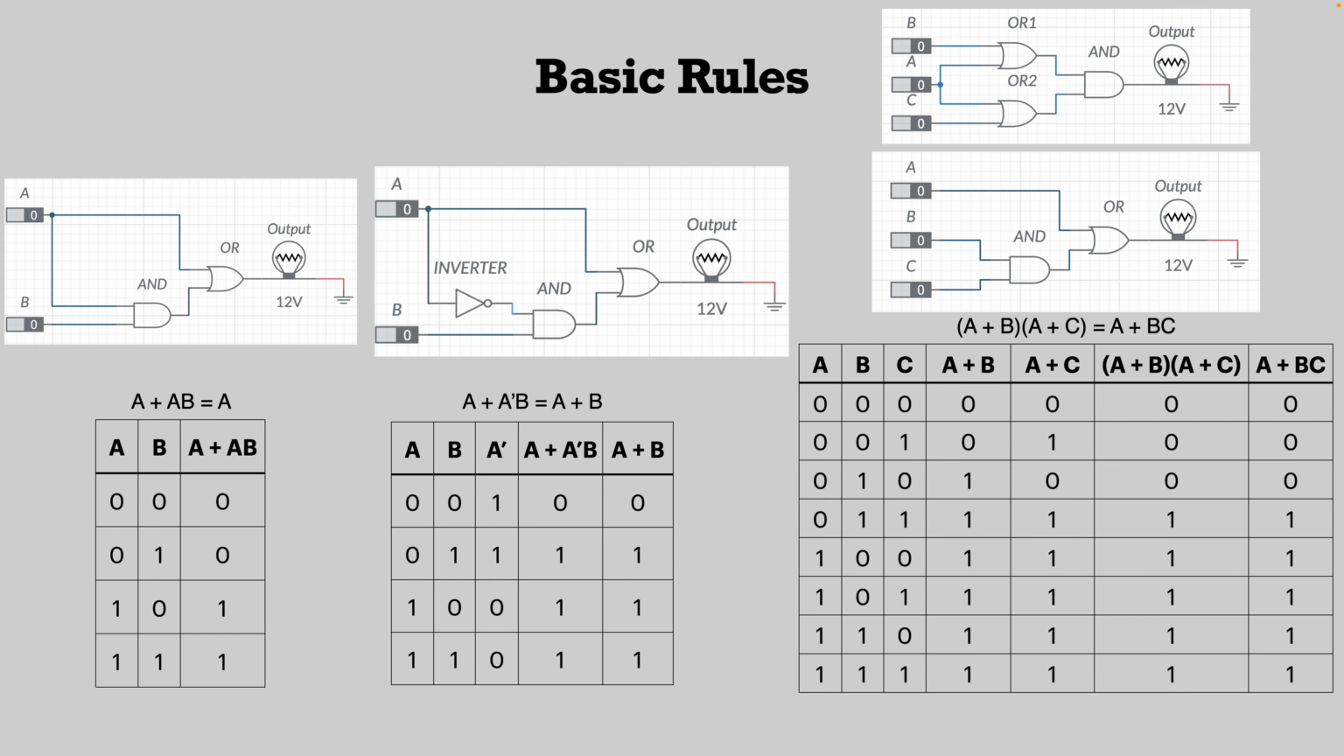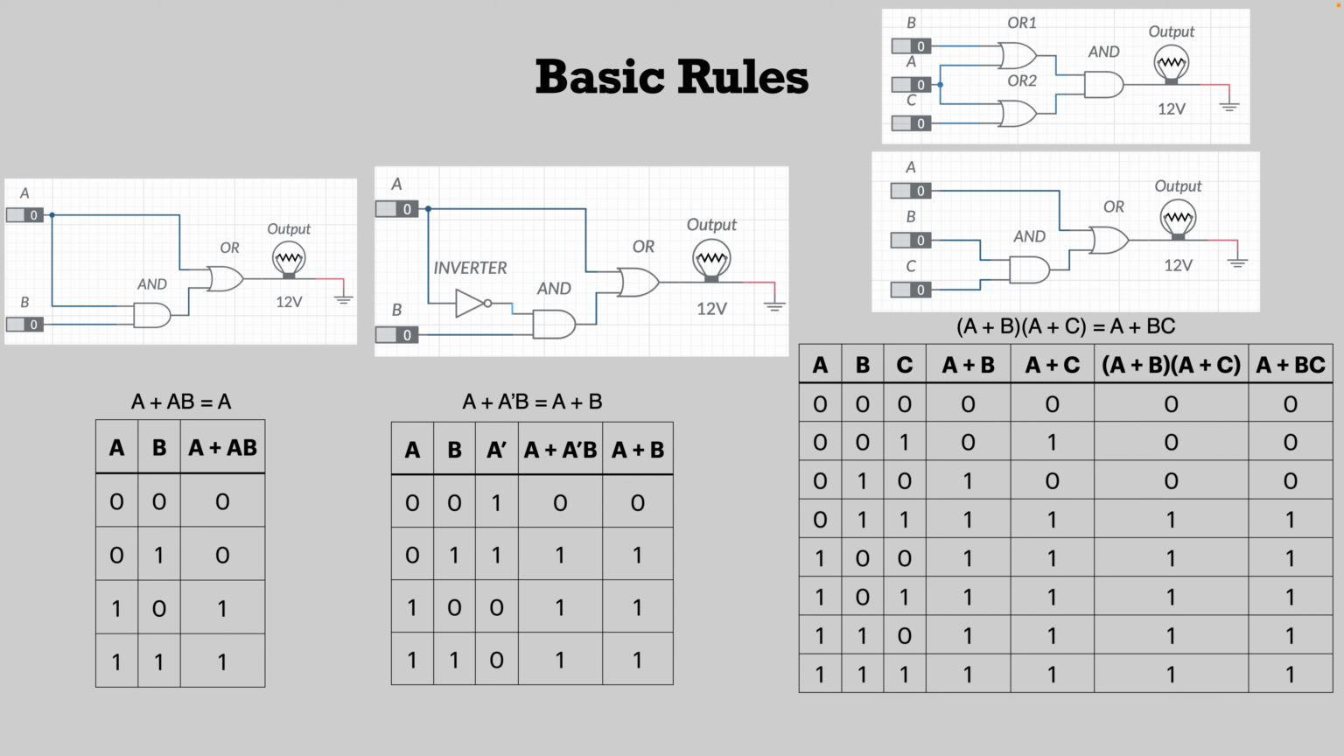Here are some slightly more complicated rules, so we're using truth tables here. First on the left, we have A OR (A AND B), and that can be simplified to just A. We have a truth table here to prove it. We have the inputs A and B, and then the expression A OR (A AND B). If you compare that with the A column, it's exactly the same. So that's why it simplifies like that.